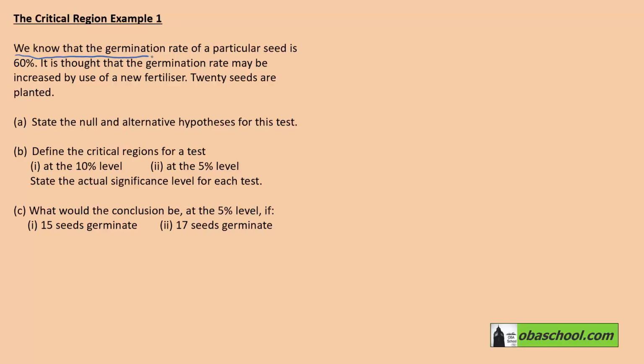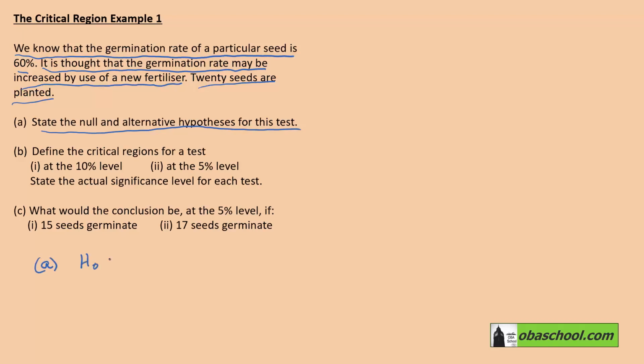We know that the germination rate of a particular seed is 60%. It is thought that the germination rate may be increased by use of a new fertilizer. 20 seeds are planted. State the null and alternative hypotheses for the test.